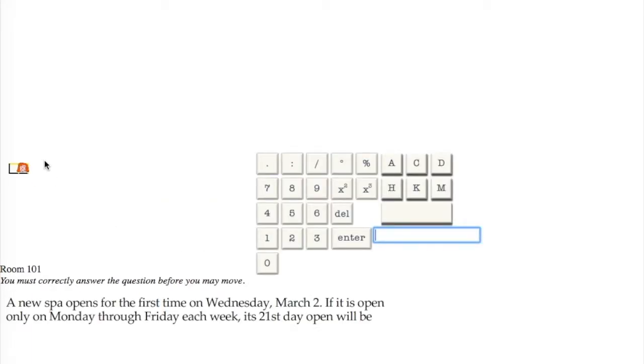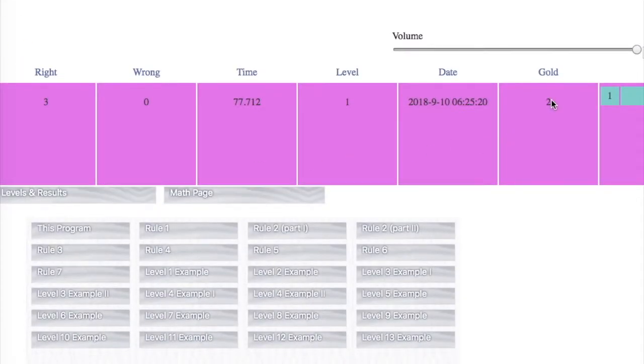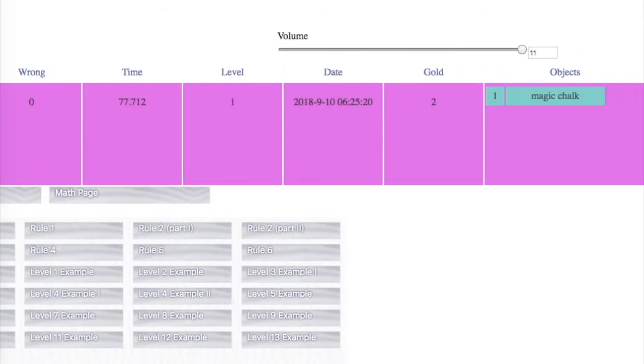We have another question. Every time you answer a question correctly, you get points. Sometimes there's hidden magical objects. Those points are in the form of gold. We have two gold coins because we answered that first question correctly. And we found a bag of magic chalk. I didn't point that out when that happened.